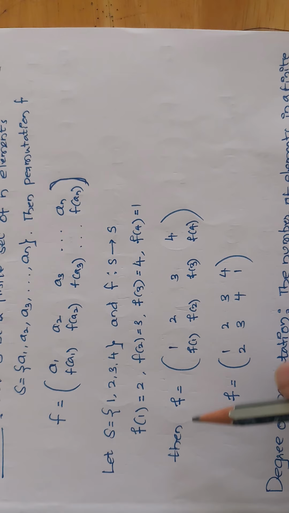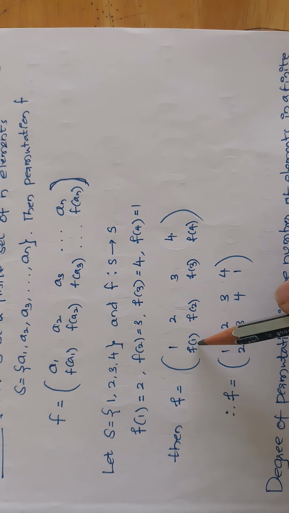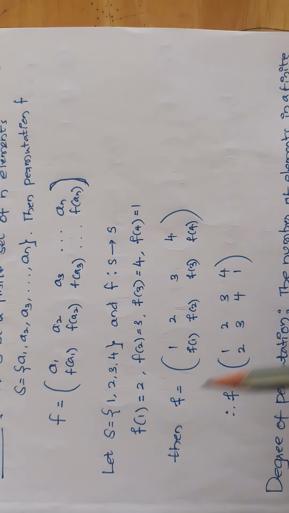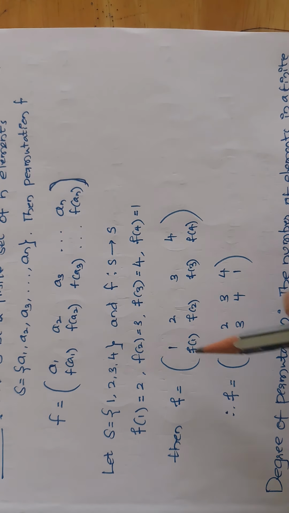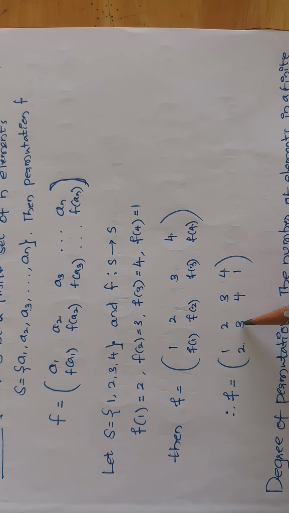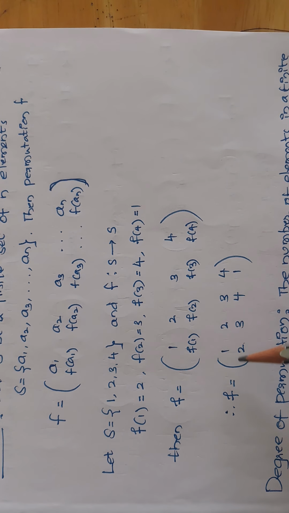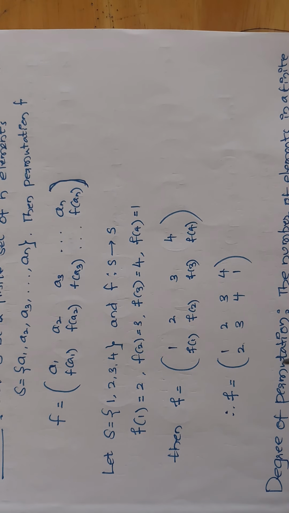So then f is equal to 1 to f1, 2 to f2, 3 to f3, 4 to f4. Your f1 value is what? 2. f2 value is what? 3. f3 value is what? 4. And f4 value is what? 1. So here every element has a unique element, and this also has a unique element. So this satisfies the definition of a permutation. Therefore this is an example of a permutation.